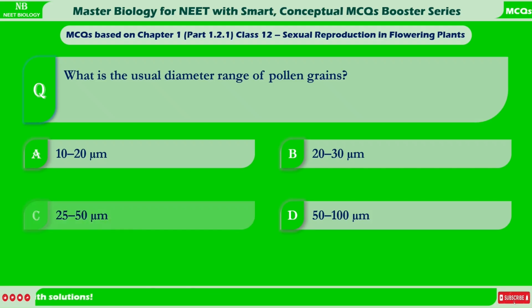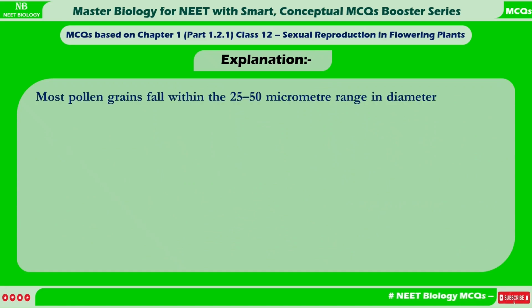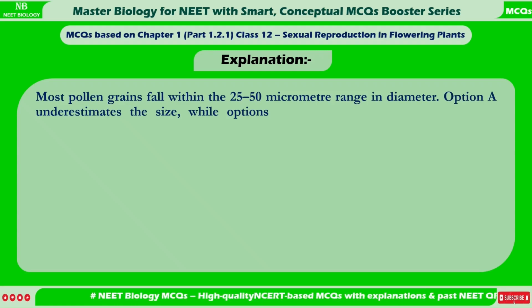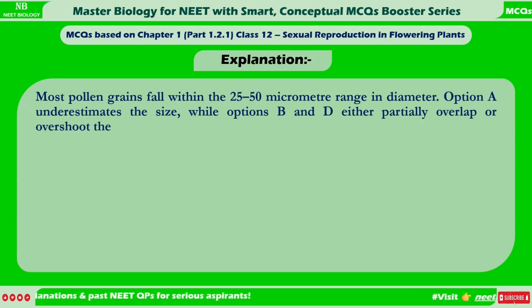Correct answer is C. 25 to 50 micrometer. Explanation. Most pollen grains fall within the 25 to 50 micrometer range in diameter. Option A underestimates the size, while options B and D either partially overlap or overshoot the average range seen in flowering plants.